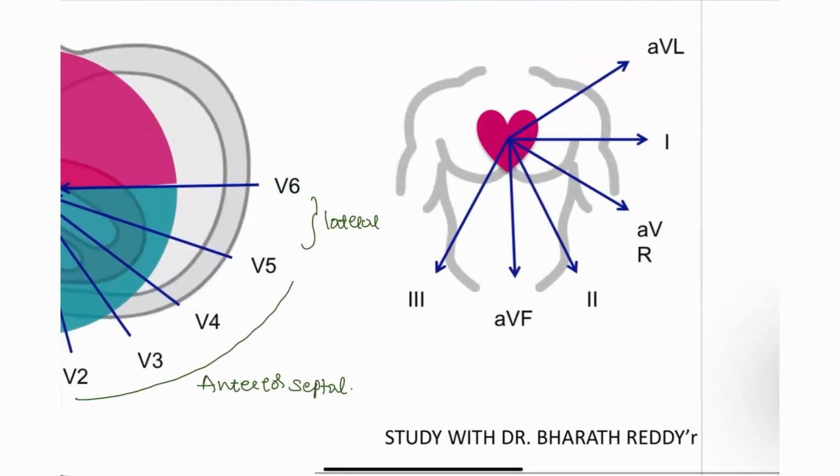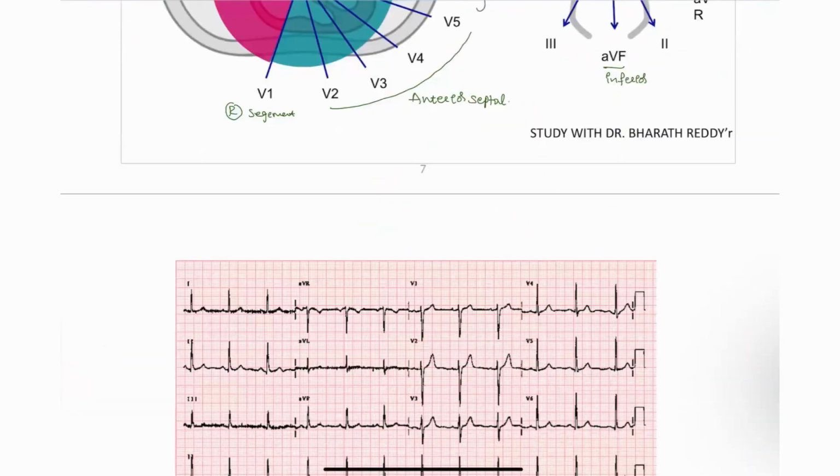Next, aVF is going to be inferior, and again I and aVL, this is going to be lateral. This is also anterior. We are going to see the heart from different camera looks.